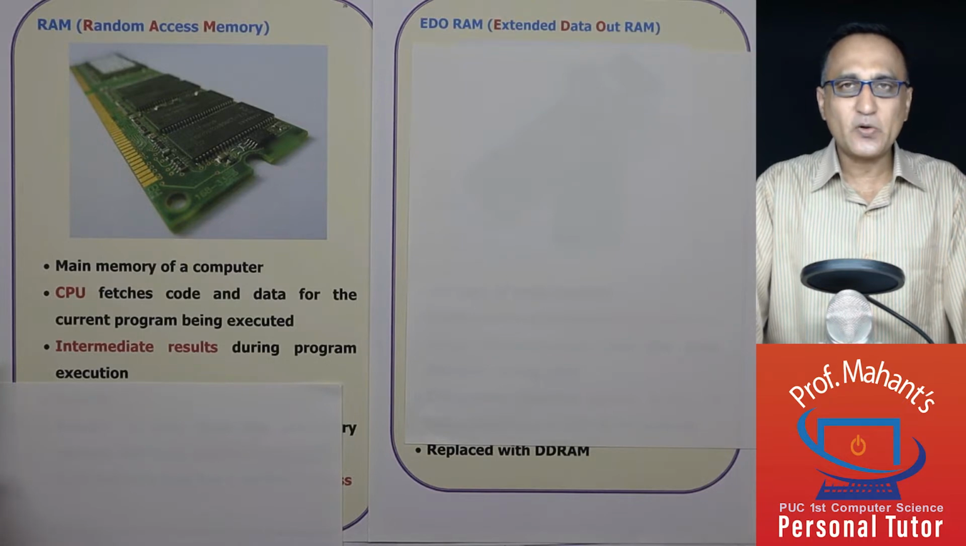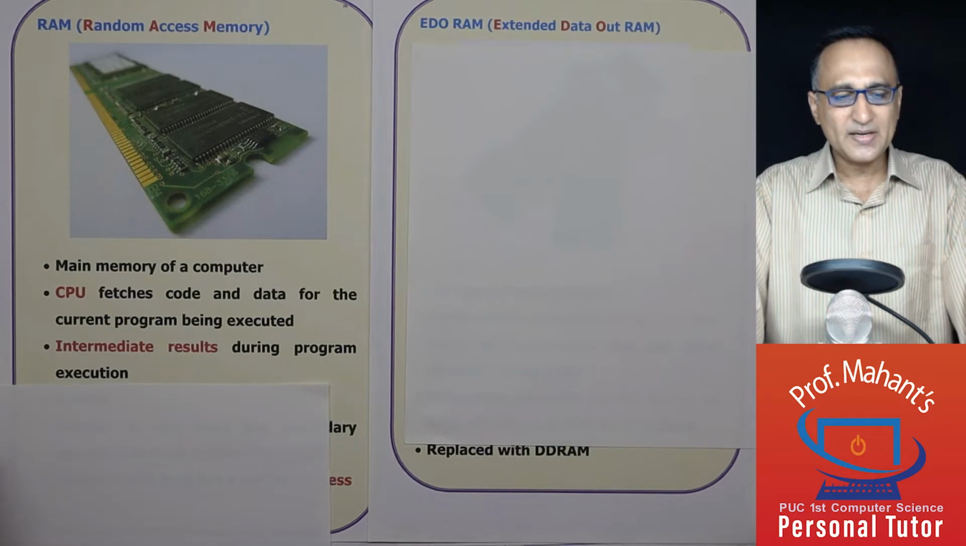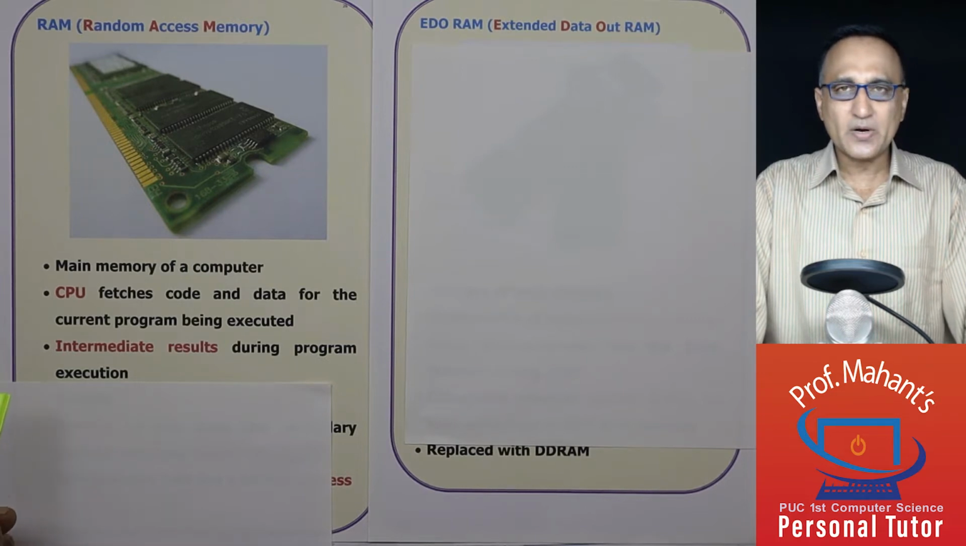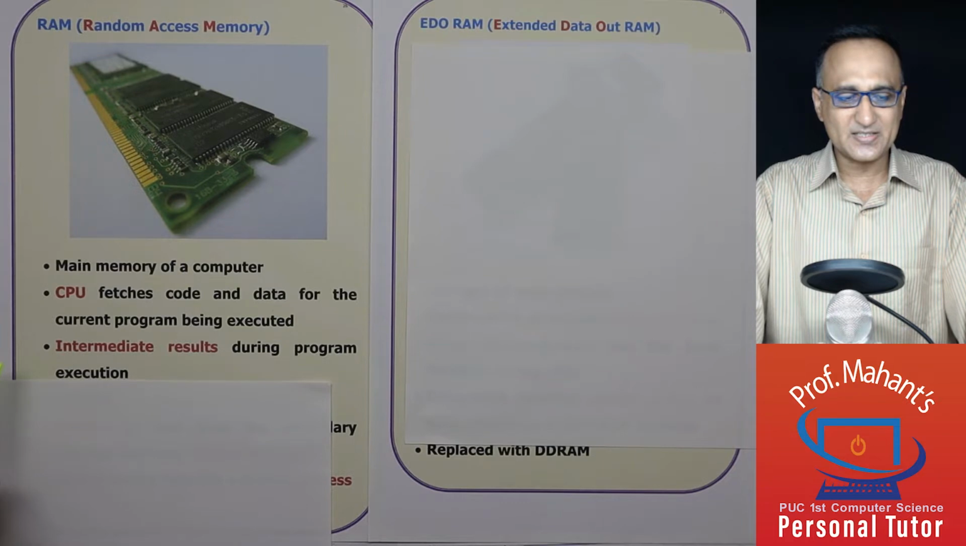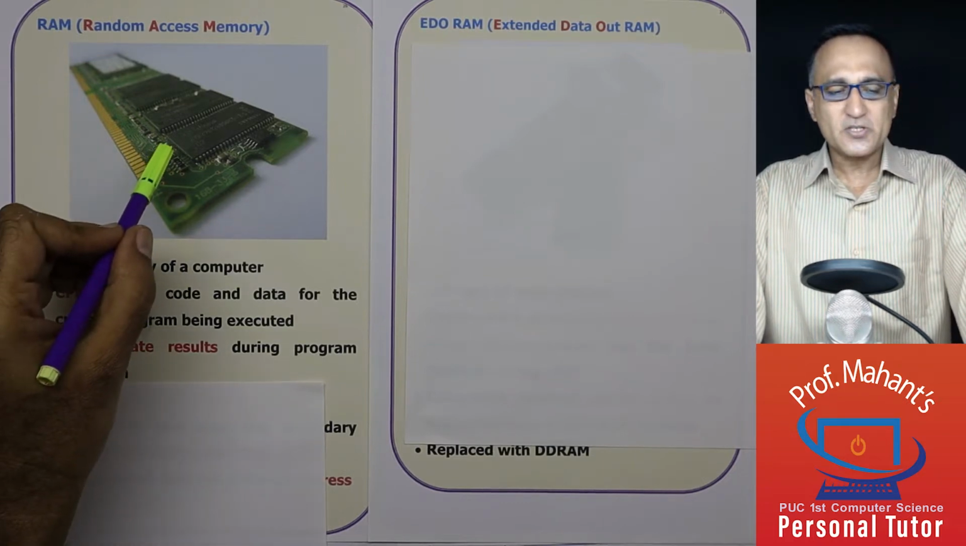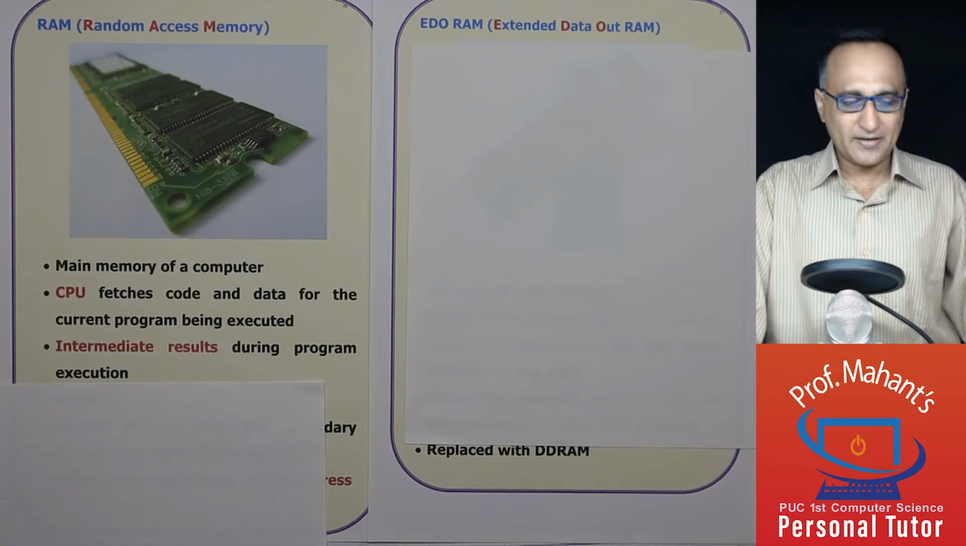Let us say you have written 20 programs and currently you are executing program number 1. Only that program which is being currently executed by you, executed in the sense being run by you, is going to reside in the RAM. Now, during programming, there will be certain intermediate calculations or intermediate results. These are also going to be stored in RAM and read back.